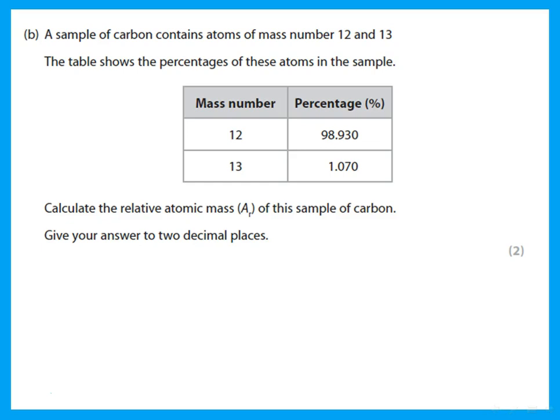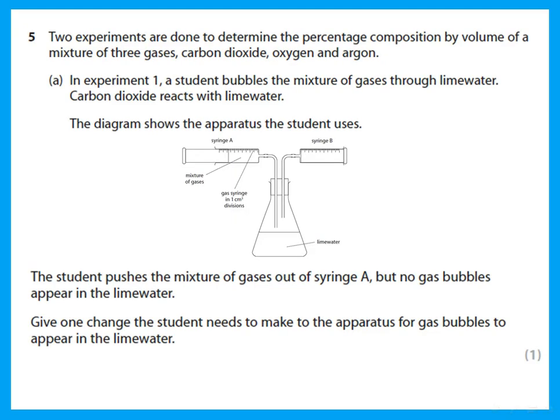A sample of carbon contains atoms of mass number 12 and 13. The table shows percentages of these atoms. Again, when he gives you the percentages of the different isotopes and he says calculate the relative atomic mass, how do we do that? It is the mass number times its percentage plus the mass number of the other one times its percentage, over the total percentage, which is usually 100. So this comes out to be 12.01. Remember, if he says give your answer to 2 decimal places, you have to give it to him in 2 decimal places. So this is 12.01.